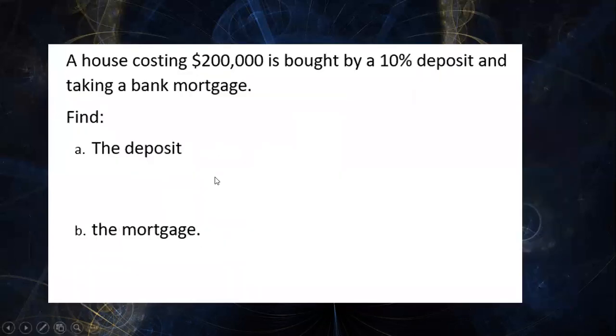Let's press on. Let's look at mortgage. I haven't seen mortgage in the papers for some time, so it may or may not come. Not necessarily a prediction, but definitely it's good to know. So a house costing $200,000 is bought with a 10% deposit and taking a bank mortgage. A bank mortgage is effectively a loan on the balance that you have to pay to procure a house. So if the house is costing $200,000, which is unlikely, but you just put $200,000, then the deposit is going to be 10% of $200,000, which is $20,000.